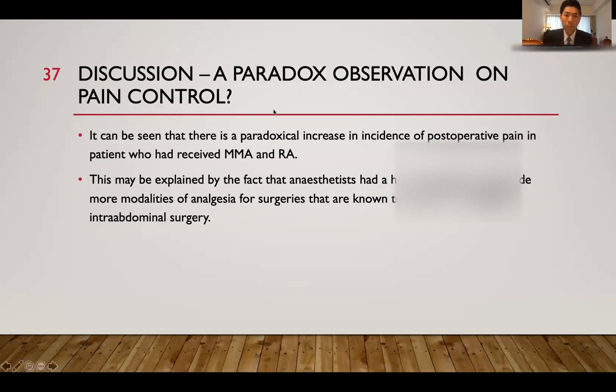Okay, so we have observed a paradox on pain control. It can be seen that there's a paradoxical increase in incidence of postoperative pain in patients who received MMA or regional anesthesia. So why is that? I think the main reason is that as anesthetists, we have selected the cases that are most likely to have poor pain control and to do the most for them. Say for upper GI cases, we will actively consider regional technique. We'll actively consider giving all the available analgesics for them because we can imagine that they will be painful.